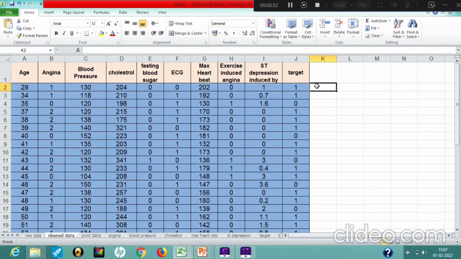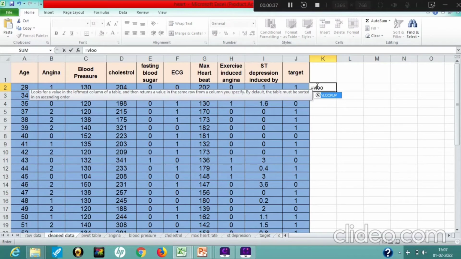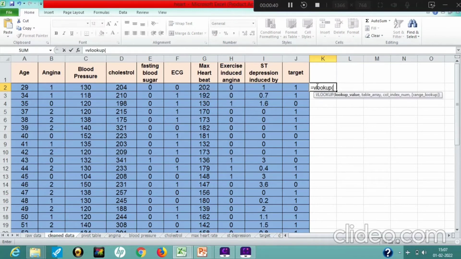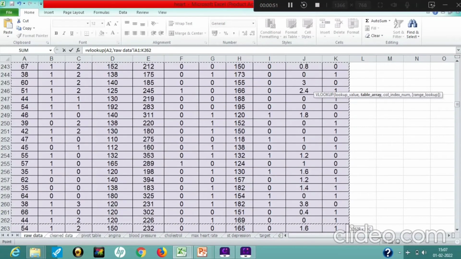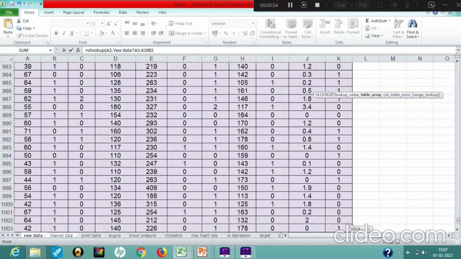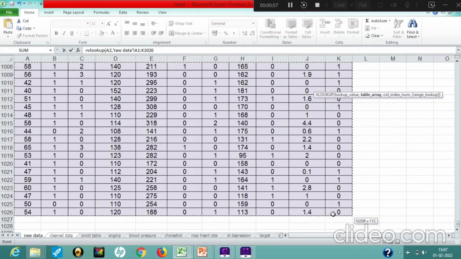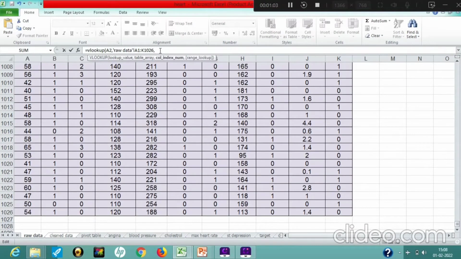For example, equal to VLOOKUP, bracket, the cell to be selected, A2, comma, the whole table should be selected for that data for the VLOOKUP concept, and then comma, the column number. For example, now I'm going to take the angina which is in the third column, so 3.